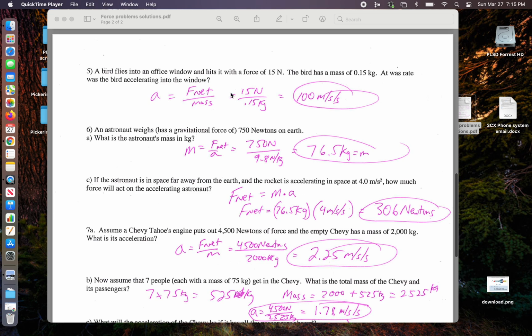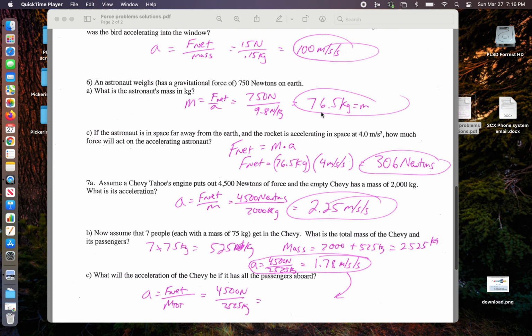A bird flies into a window with a net force of 15 newtons. The bird has a mass of 0.15 kilograms. What rate was the bird accelerating into the window? Technically, it's a negative acceleration because it'd be slowing down, but that would be 100 meters per second squared. Notice, as always, I'm using the general formula, plugging in numbers with units, circling the answer with units.